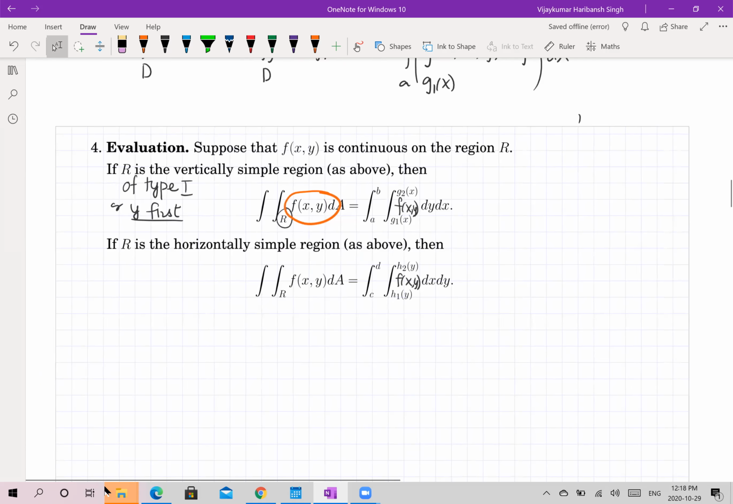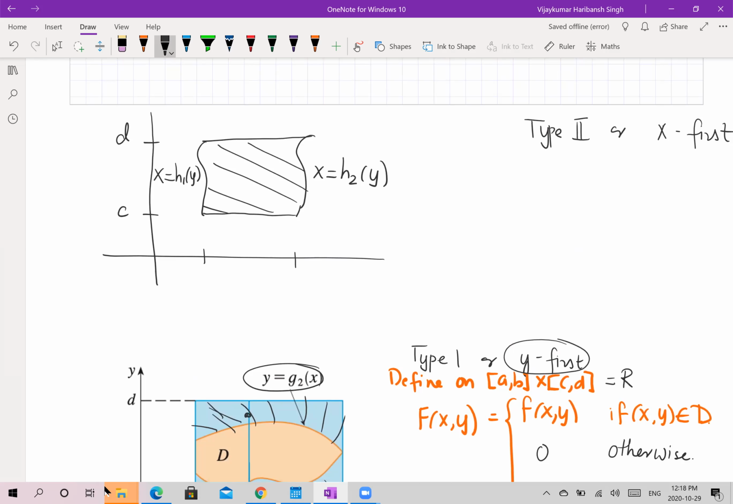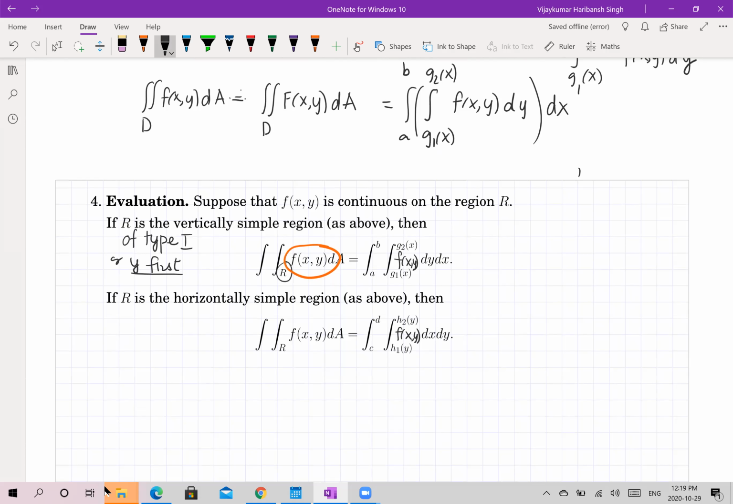Similarly, if we have a horizontally simple region, how will a horizontally simple region look like? It looks like this. Your x is between h1 of y and h2 of y. So in that case, your integral of f of xy dA is: first you integrate with respect to x from h1 of y to h2 of y, and then you integrate with respect to y from C to D. So this is also called a horizontally simple region, or of type 2, or x first.